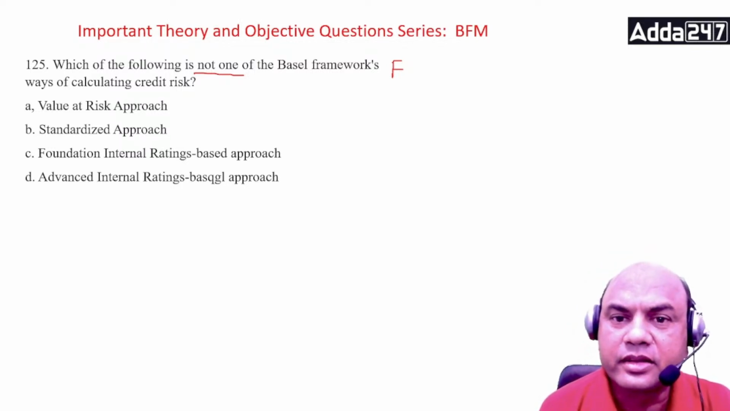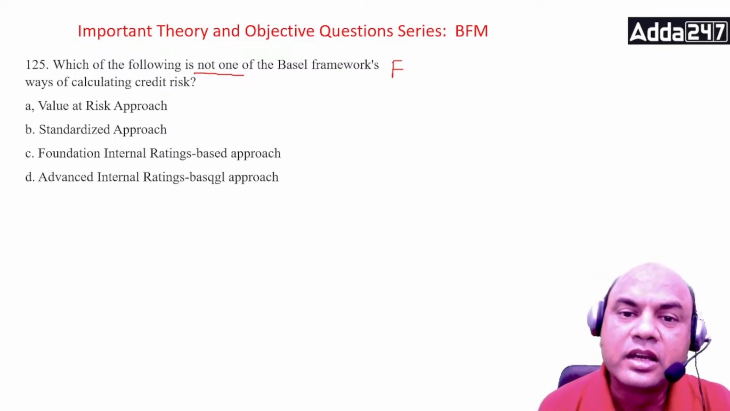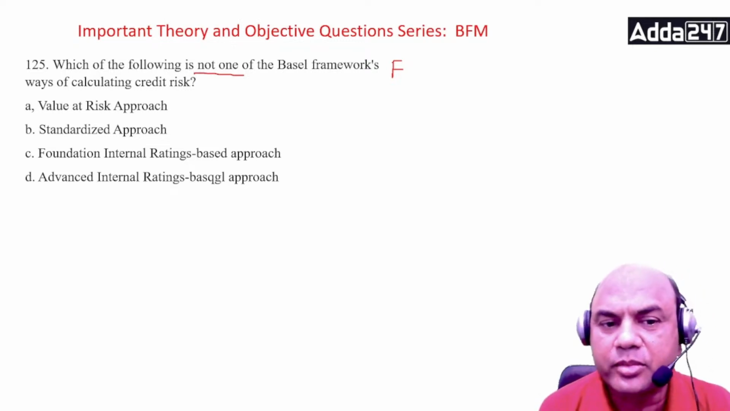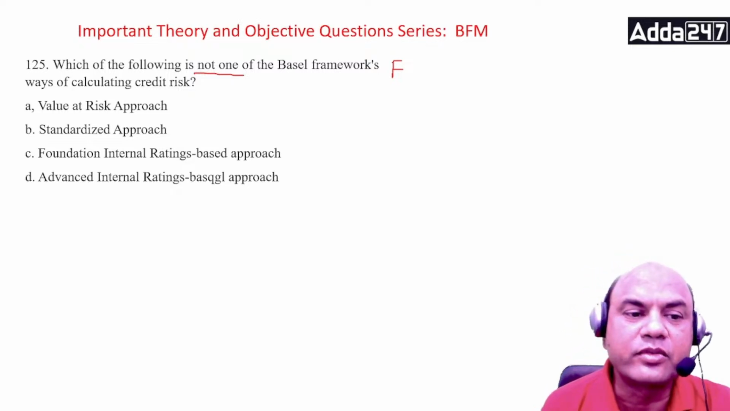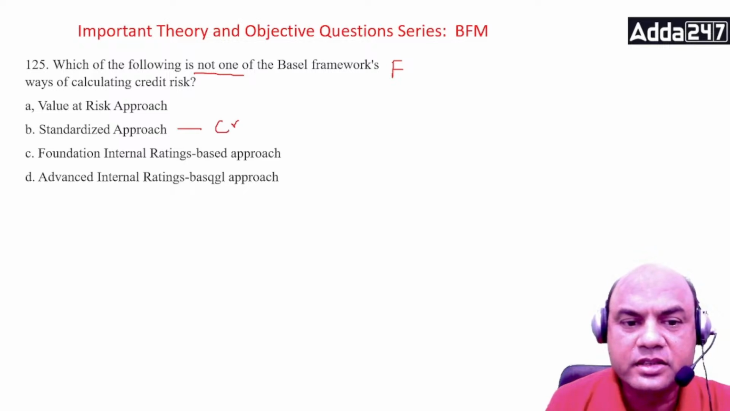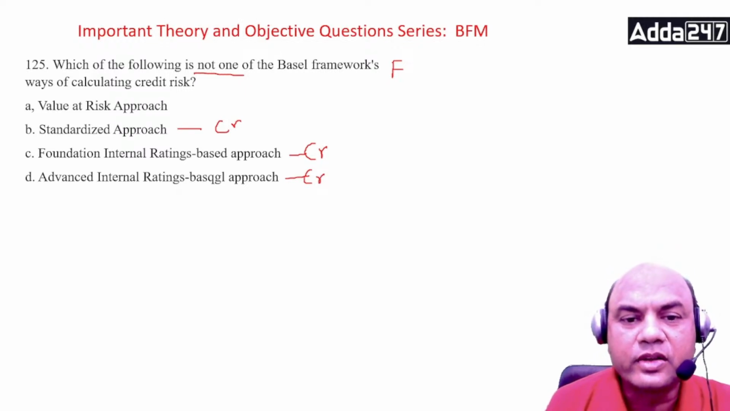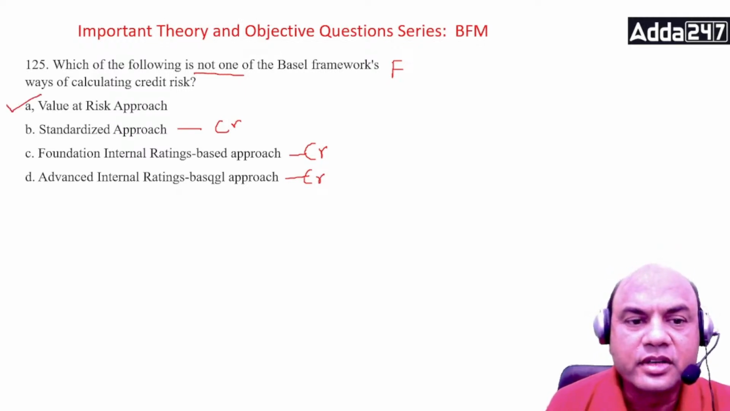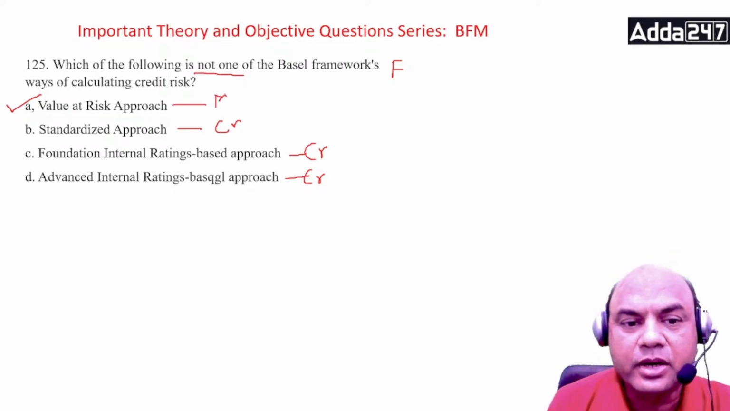IRB means internal rating based. This IRB is further divided into two parts, FIRB and AIRB. These are all for measuring credit risk. So what is value at risk for? Value at risk is the real answer, not a way of measuring credit risk. It is for measuring market risk.